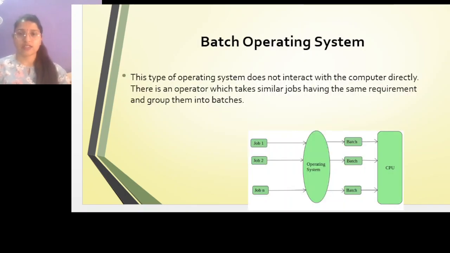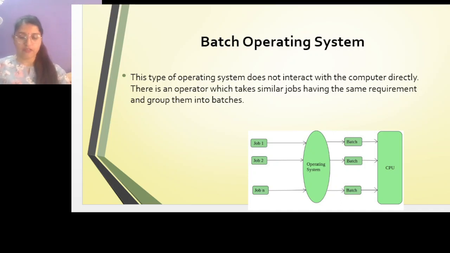In batch operating system, the jobs of similar need are taken together in a group, and batches are made, and that batch is given to the system for execution. Jobs of similar need, a batch is created for the jobs of similar need, and then it is given for execution. That is a batch operating system.